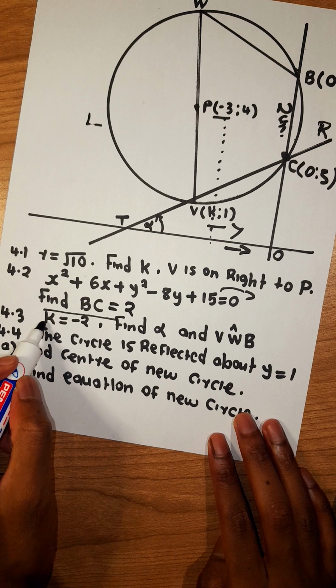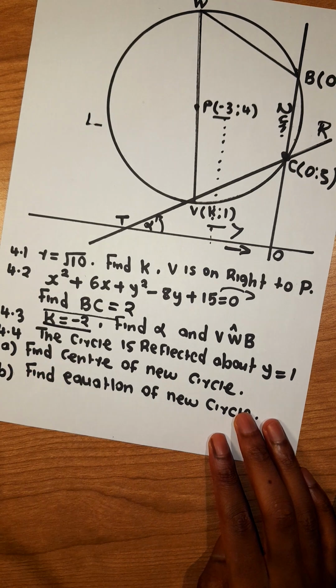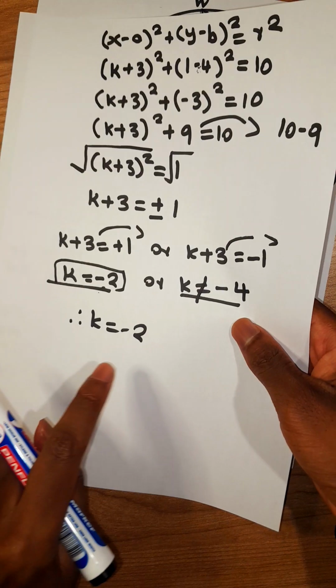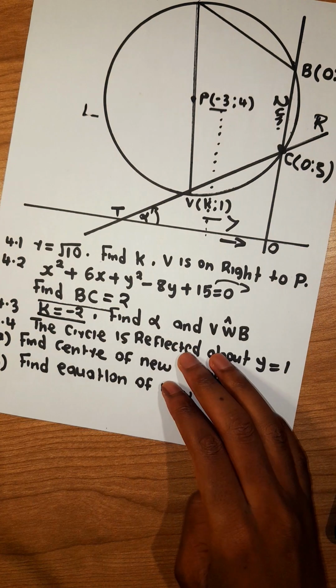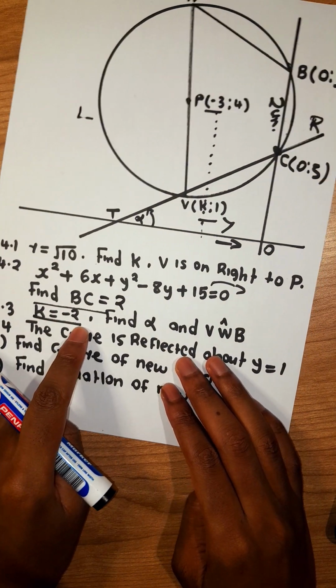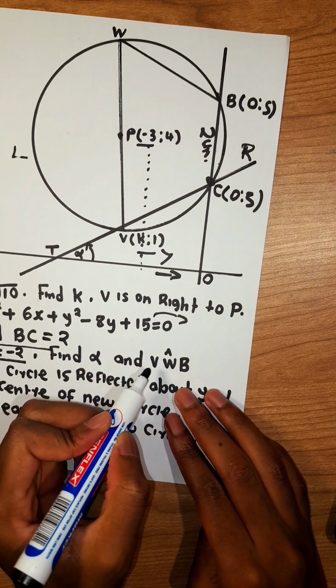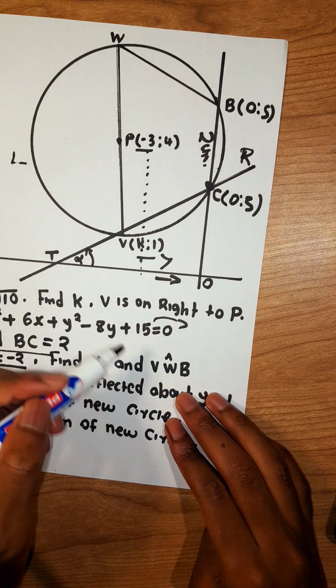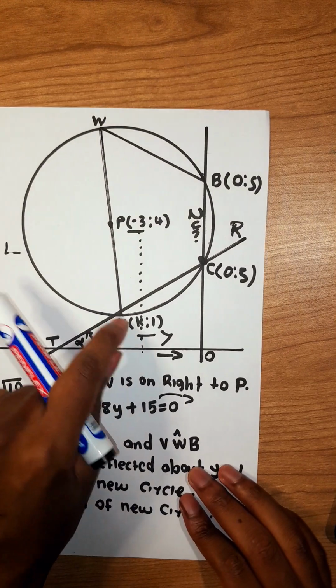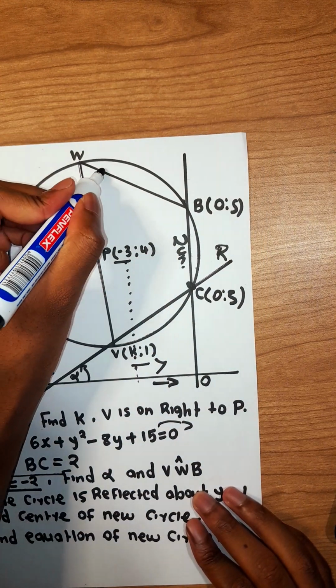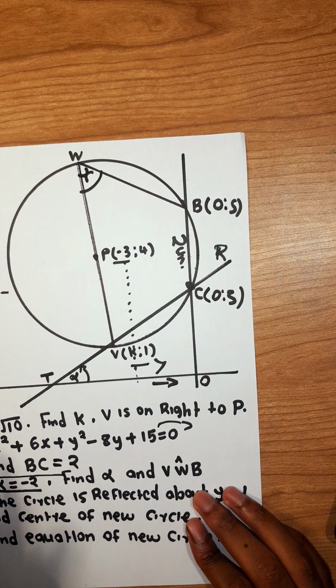Now this is the question that I wanted us to do. They say k equals minus 2, right? And that is what we have got. Now they're telling us that k equals minus 2, so they want us to find the value of alpha as well as the value of VWB. So what is VWB? VWB is actually this angle. I'm just going to call it angle X.